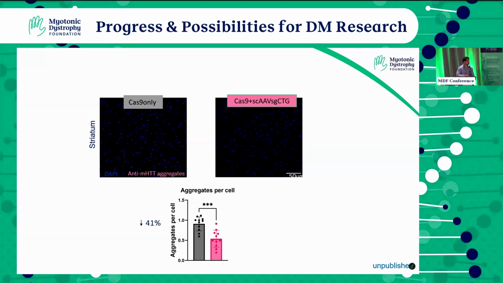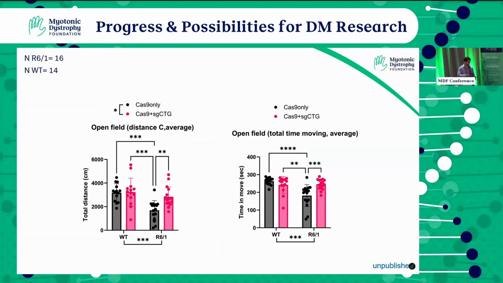So we've done a couple of different behavior studies. I'm just going to show you this one for today. This is the open field test. The open field test is a good test for measuring anxiety mostly. And so you put the mouse in a box, and then you look at the time in movement and the total distance that the mouse is going to travel.